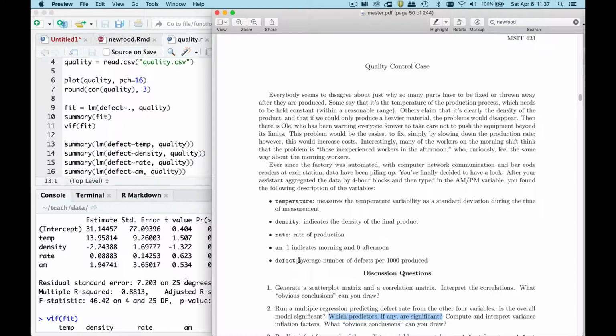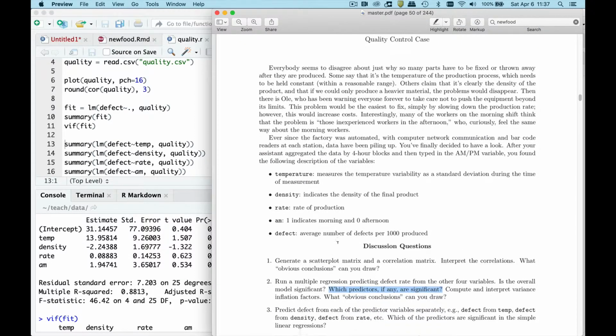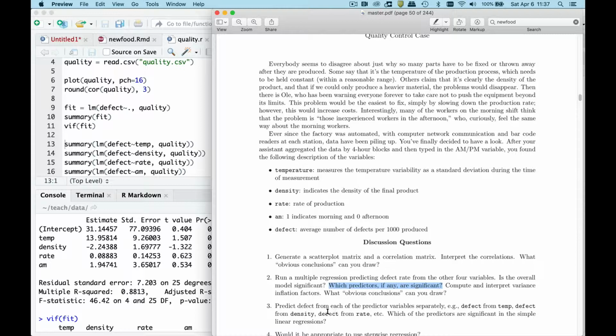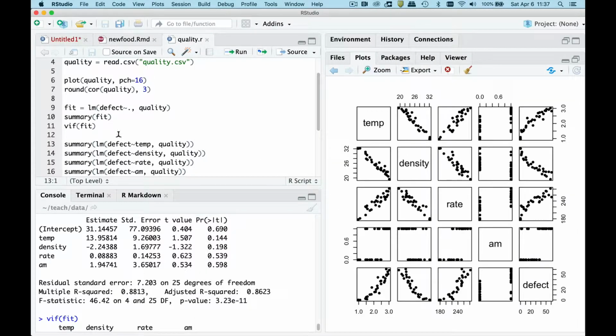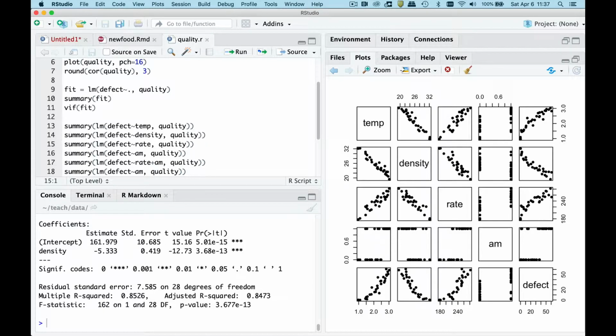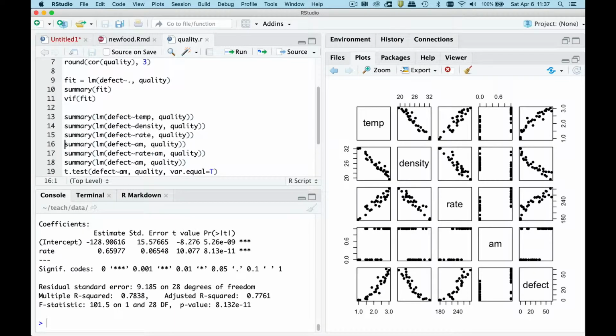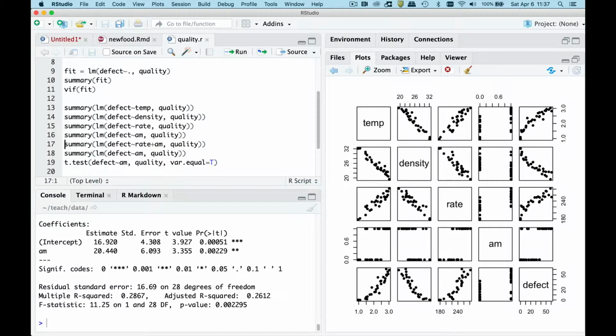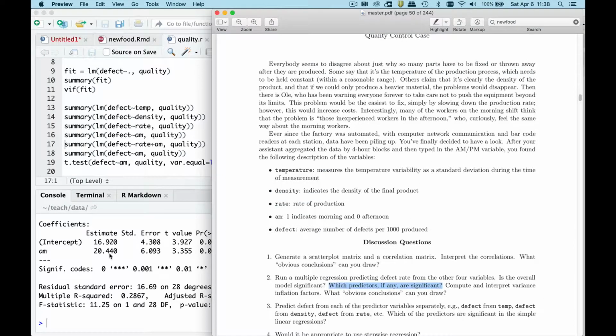All right, so let's move on. If we were to predict defect from each predictor separately, what you'd find is that each one on its own is highly significant. So more temperature variability, more defects. More density, fewer defects. Higher rate of production, more defects. And finally, if we look at the effect of shift, the morning shift is producing more defects on average than the afternoon shift.